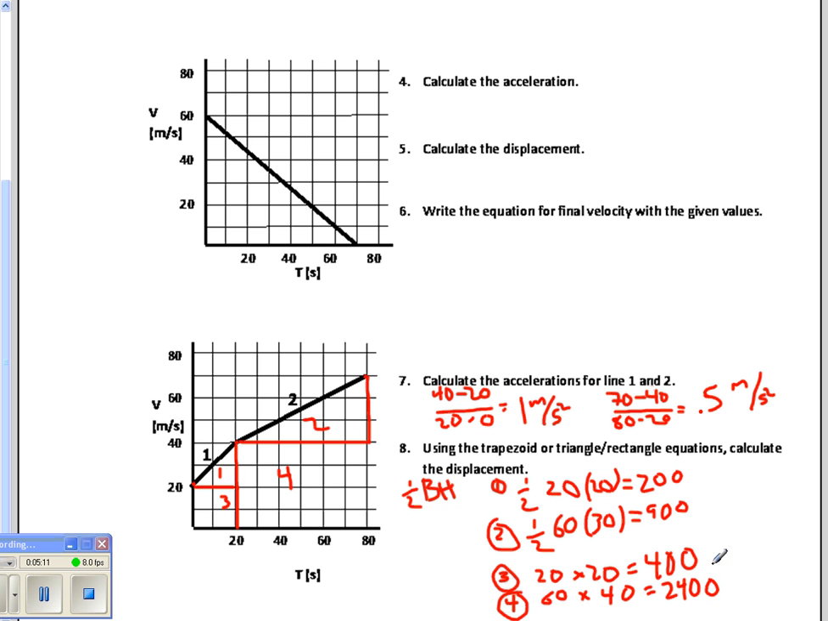So you get the total area. You'll just add them up. And once you add it all up, you get that the area is 3,900. Again, area under a velocity versus time graph is really displacement. So it traveled 3,900 meters. And that's going to be your displacement. And that's how you do part 3. Thank you.